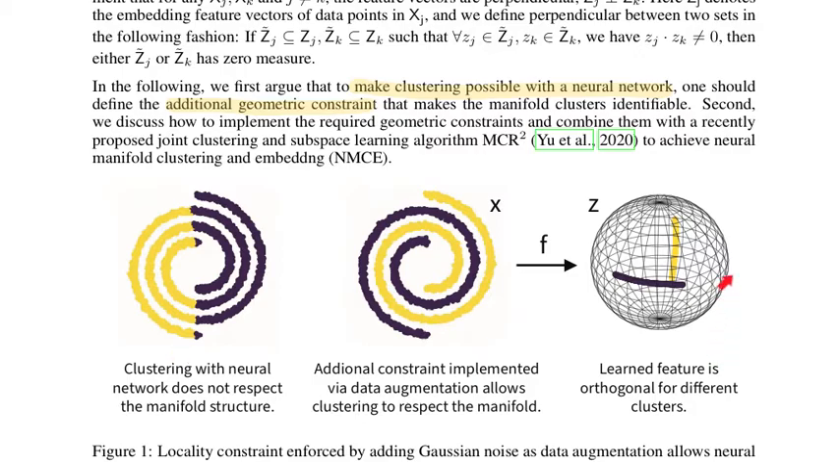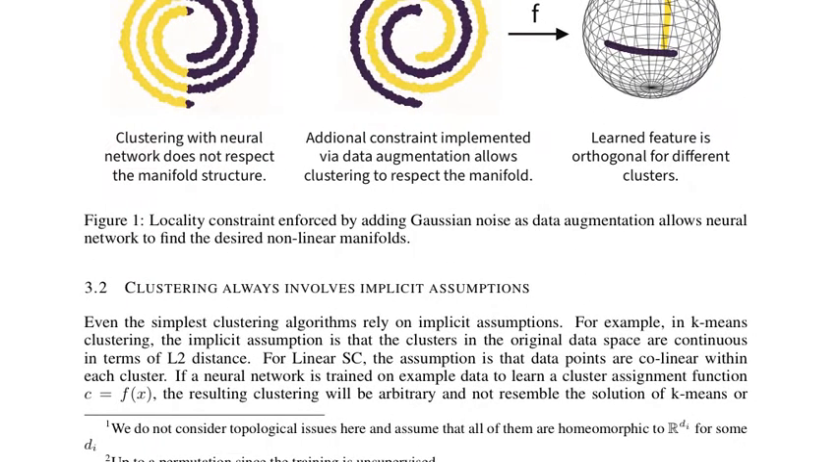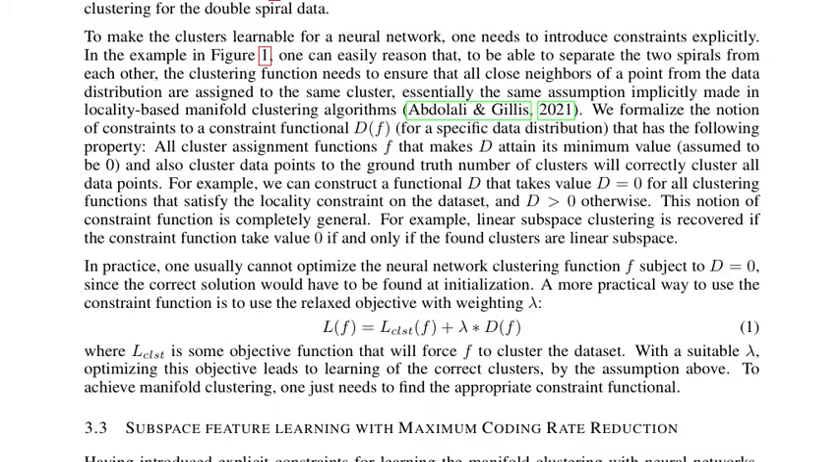Note that this picture is also related to this part, where the article explains that clustering always involves implicit assumptions. Again, if a neural network is trained on example data, such as the one we saw above, to learn a cluster assignment function, the resulting clustering will be arbitrary and will not resemble any additional geometric constraint that is clearly identifiable. They again mention that in order to utilize neural networks for this purpose, one needs to introduce constraints explicitly. The idea in figure 1 is that to separate the two spirals from each other, we just need to ensure that all close neighbors of a point from a data distribution are assigned to the same cluster.